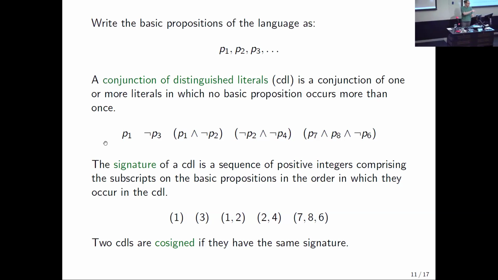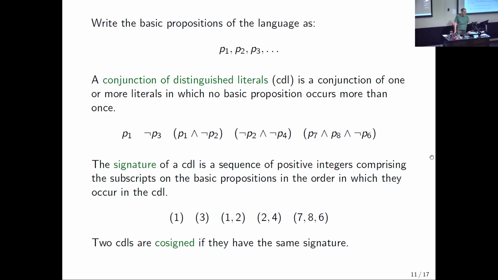And so given one of those conjunctions of distinguished literals, you can talk about its signature, which is just the sequence of subscripts of the basic propositions that occur in it. So here are the signatures of these formulas. It's just the numbers on the basic propositions in the order in which they appear. And then you can say that two of these things are cosigned if they have the same signature.